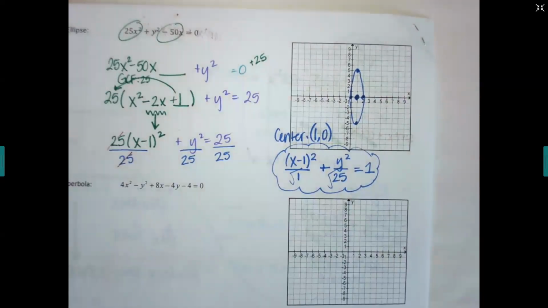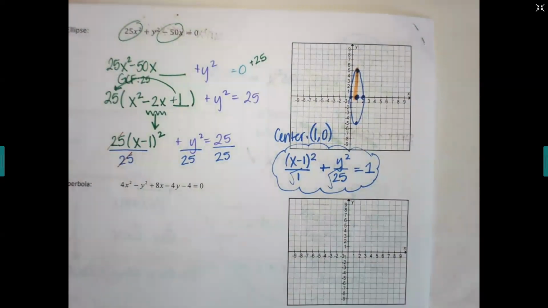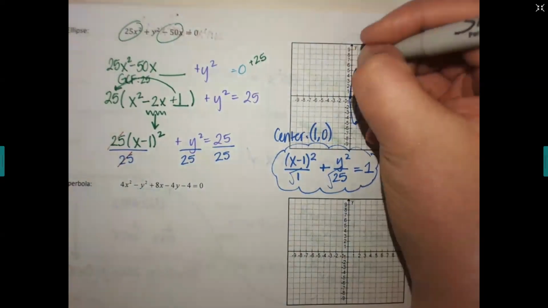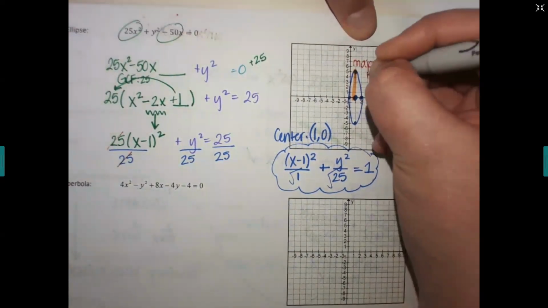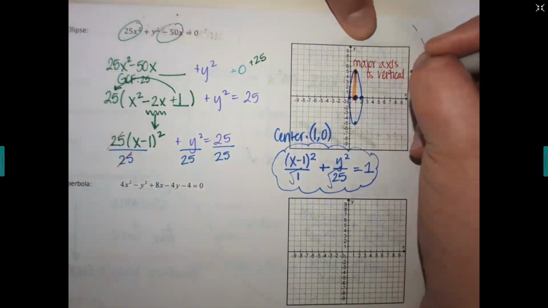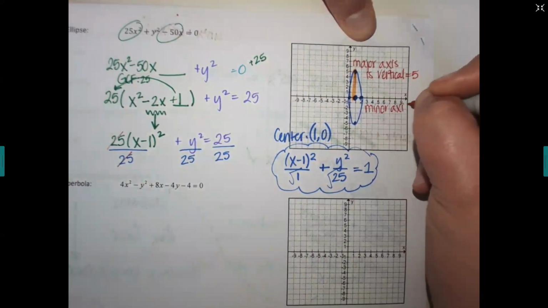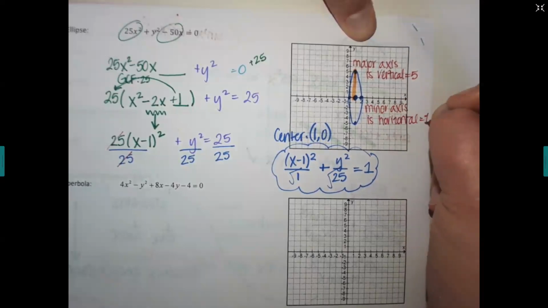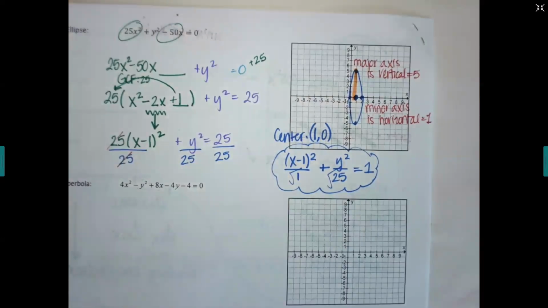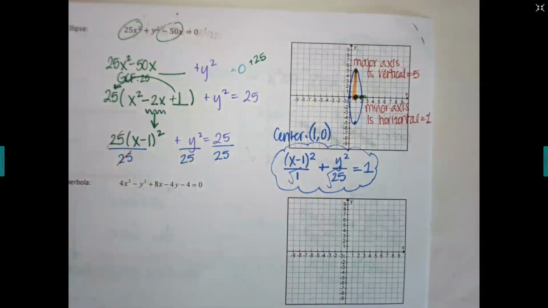Remember that you should also know how to identify the major and minor axes. Your major axis is the longer one. So in this case, my major axis is vertical. Let's write that here. Major axis is vertical, equal to 5. And your minor axis is horizontal, and it was only 1. And remember, you determine whether it's major or minor based on which of the numbers is longer.